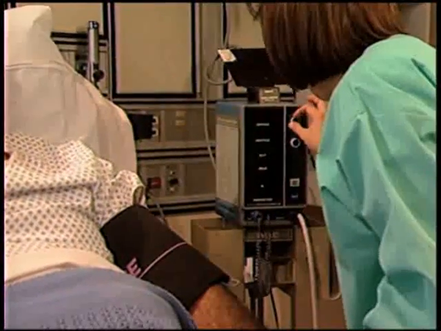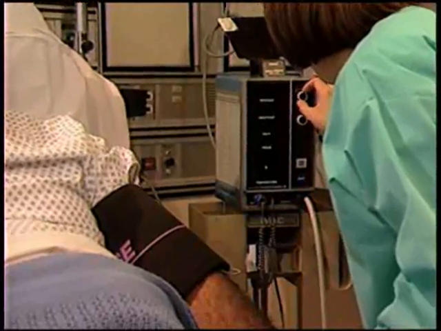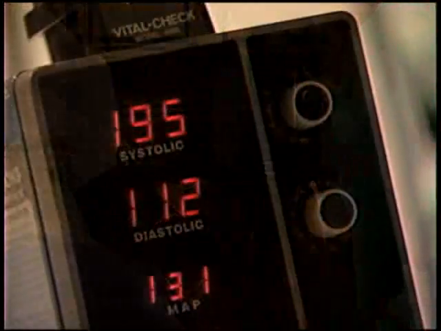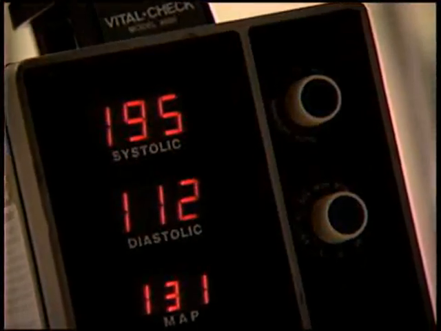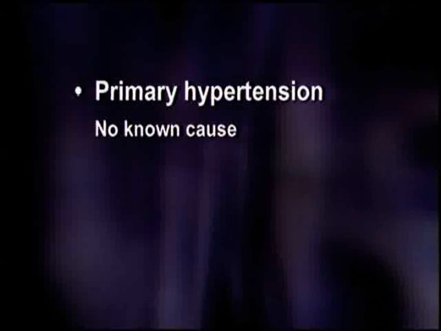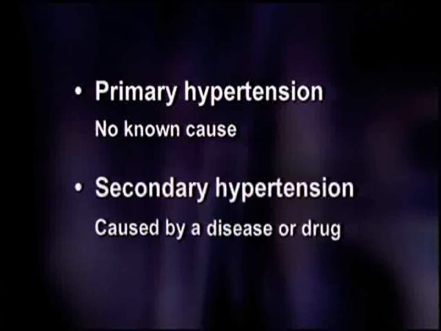Hypertension is the persistent elevation of systemic arterial blood pressure. It may be primary or secondary. Primary or essential hypertension has no known cause, although it's linked to several risk factors. Secondary hypertension has an identifiable cause, such as a disease or drug.